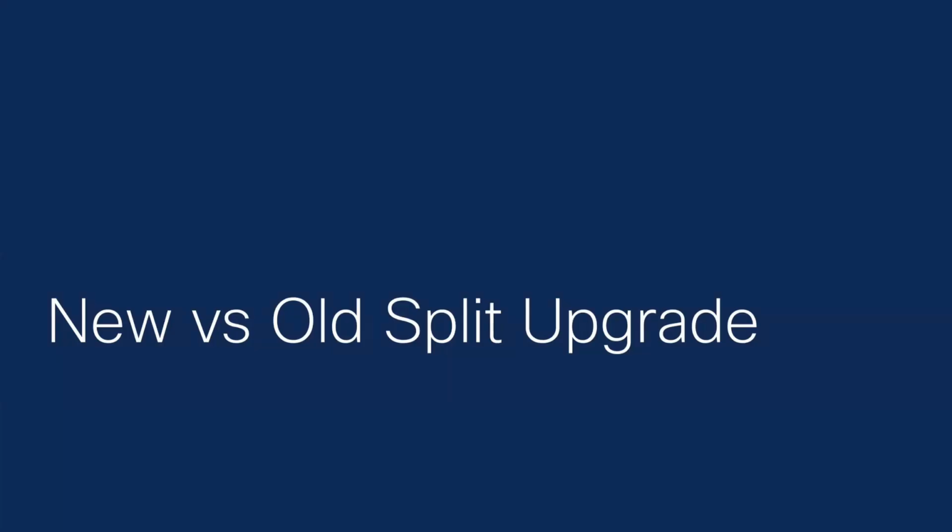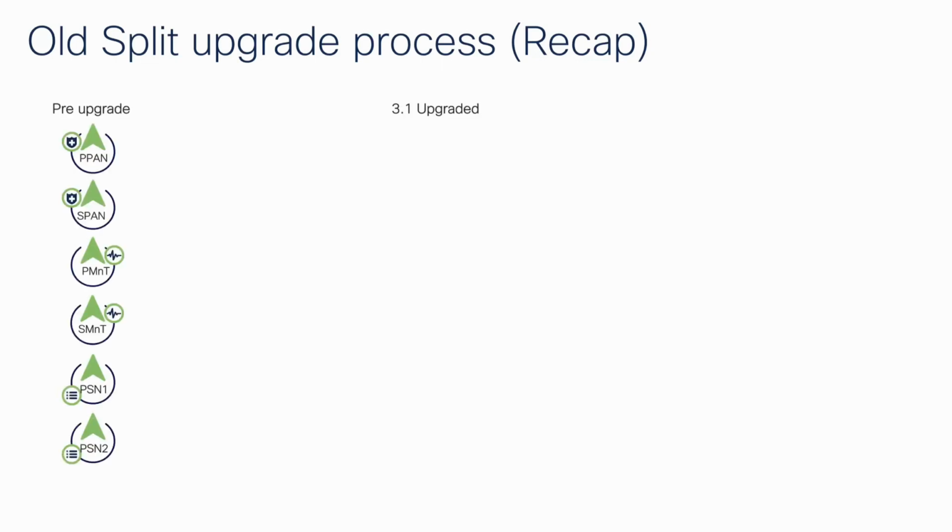So let's talk about what exactly the new and old split upgrade methods are. Before I explain the new split upgrade method, let's try to understand what the old split upgrade method was. Let's do a recap over there. Consider an environment with a 6-node deployment, as an example, having a PPAN, SPAN, primary MNT, SMNT, PSN1, PSN2, high availability side. I've covered all the personas.